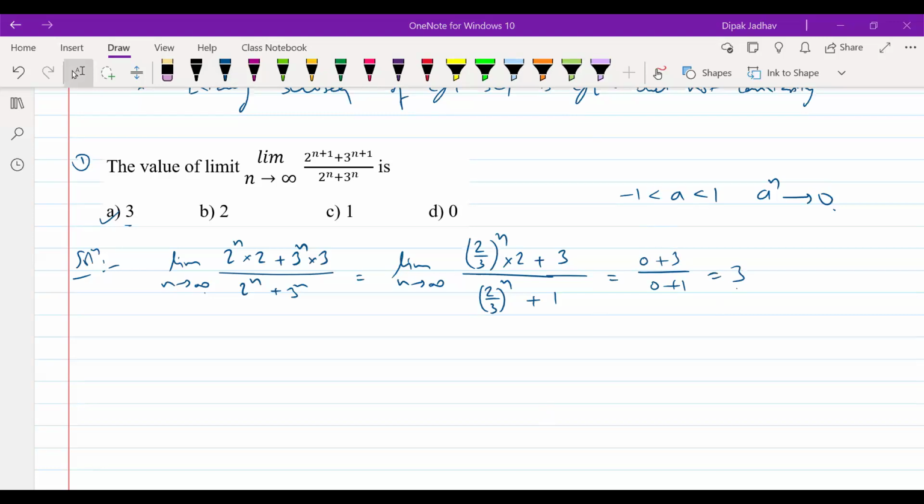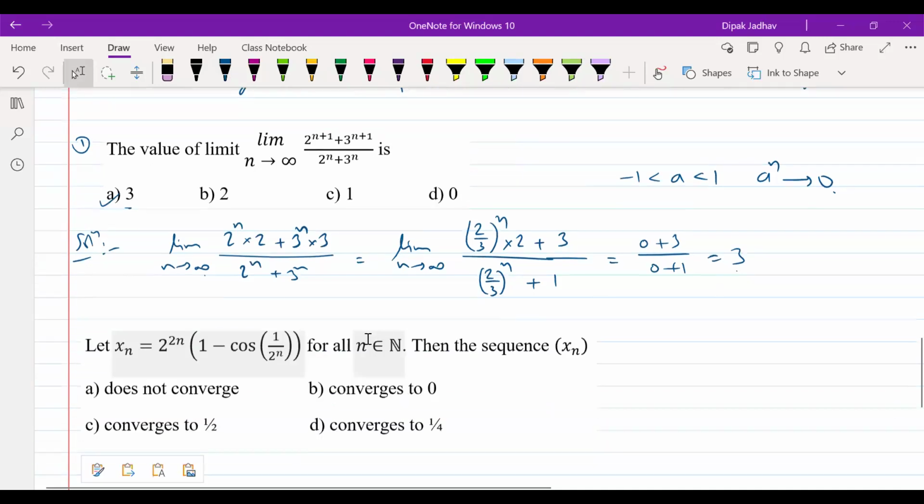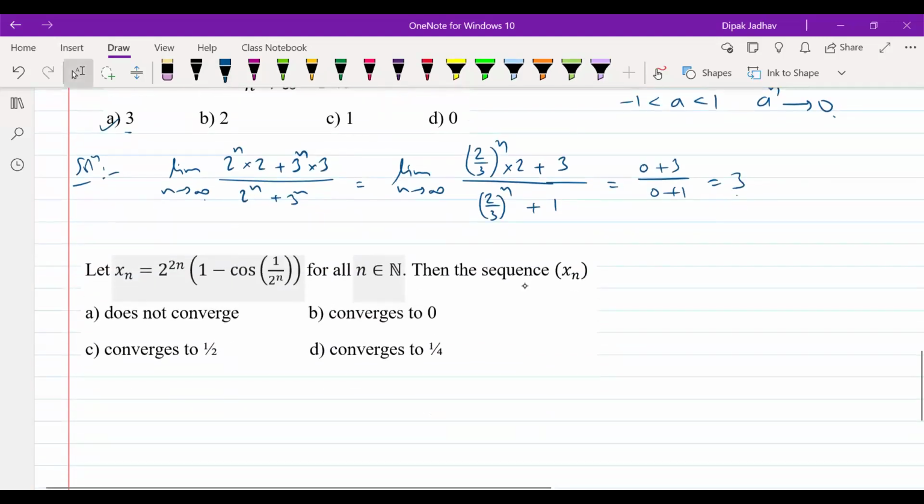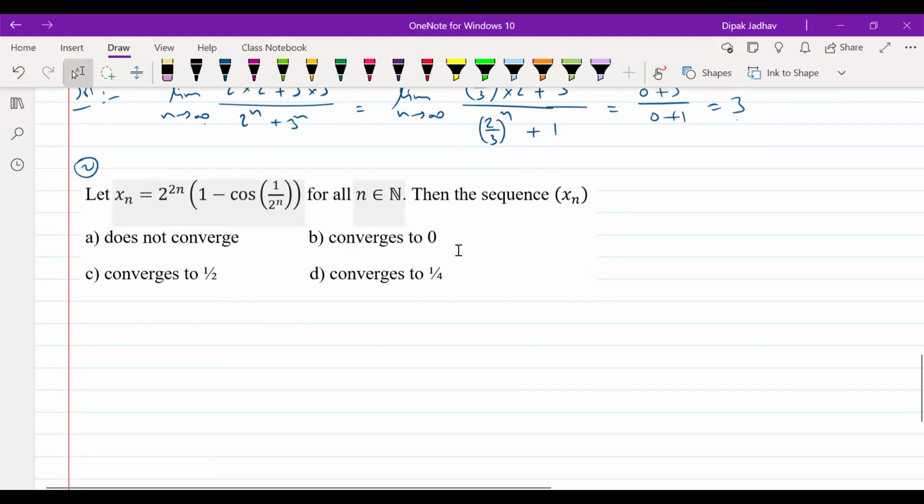Let's look at the next one. Is the next problem visible to all of you? Try computing. What do you feel? Is it convergent? There are four options. Three of them say it converges, and one of the options says it does not converge.